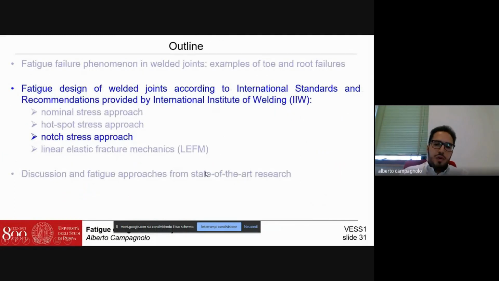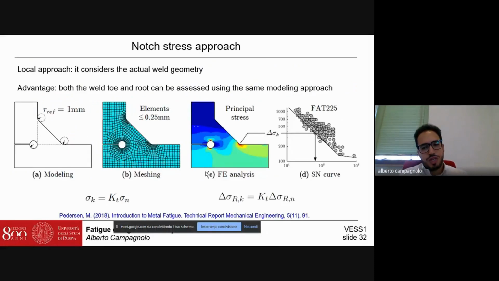So, going further to the notch stress approach, the procedure to apply this approach is based on three steps. First of all, it is a local approach that considers the actual weld geometry, and the advantage is that it is applicable to both weld toe and root side using the same modeling approach. First, we have to generate the geometry under consideration by introducing a reference radius at the weld toe side and at the weld root side.